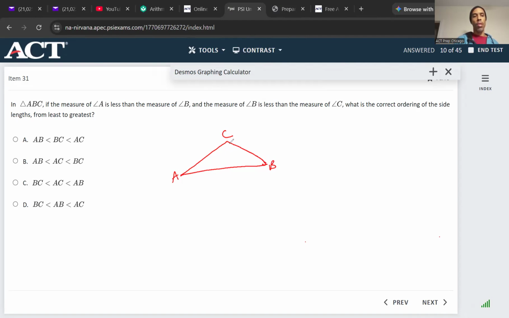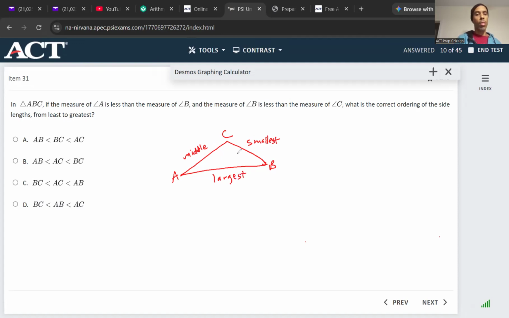What's the correct ordering of the side lengths? Side lengths go opposite the bigger angle. So the smallest side length would be BC, because that's opposite angle A. You follow? So BC would be the shortest side length. Then angle B is the middle angle. The side opposite angle B is AC, so that would be the middle. And then angle C is the largest, so the side opposite angle C is AB.